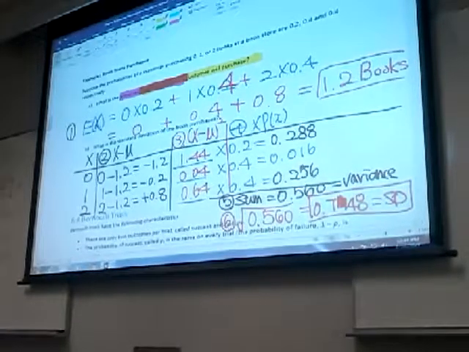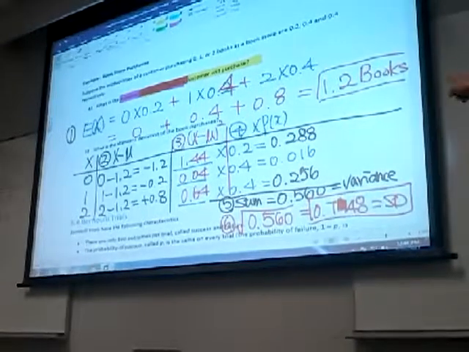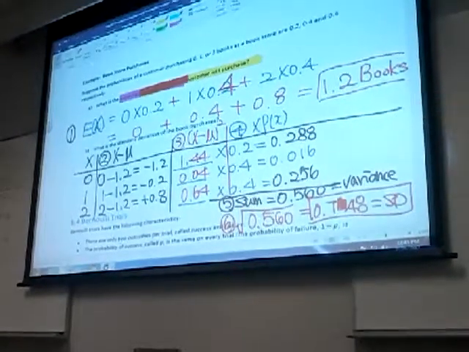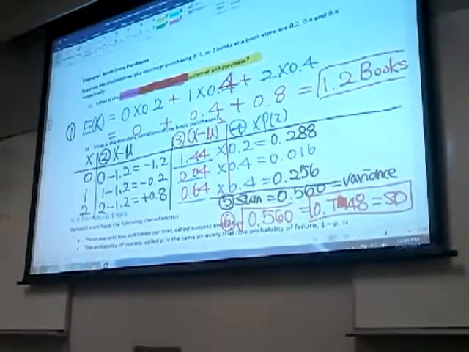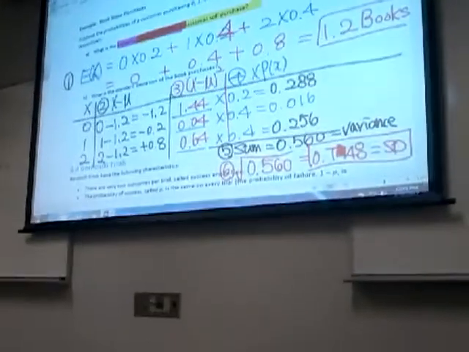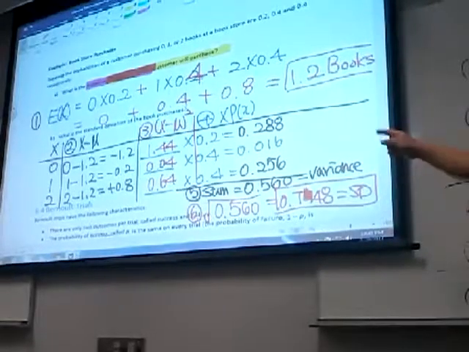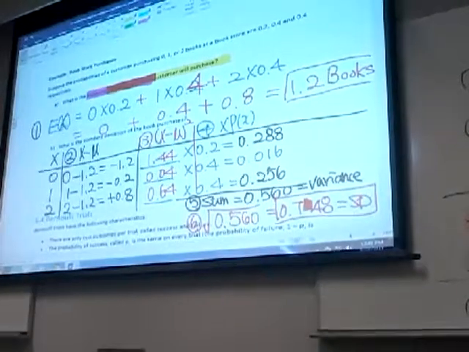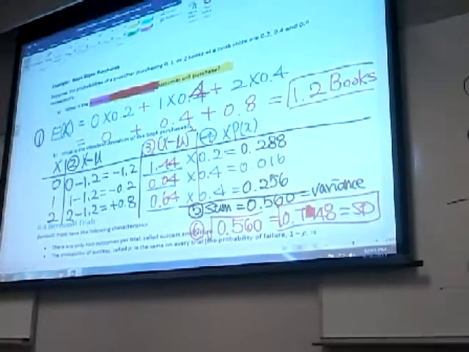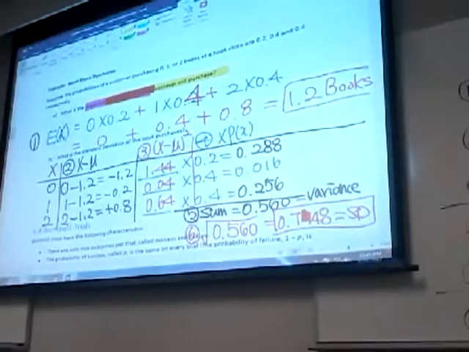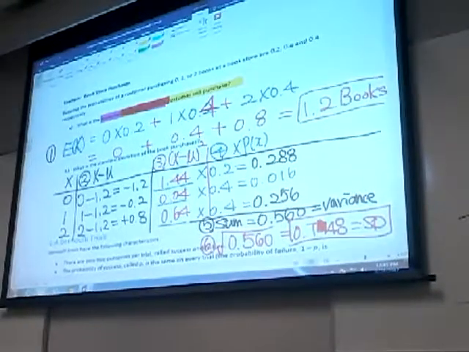A little bit different. 6 steps. Take the mean, 1.2. Second step, take the difference. Take the square. Now, times probability. Then take the sum. We don't have to divide it by n minus 1. Finally, take the square root. It will be the standard deviation. Any question? Good? Okay.